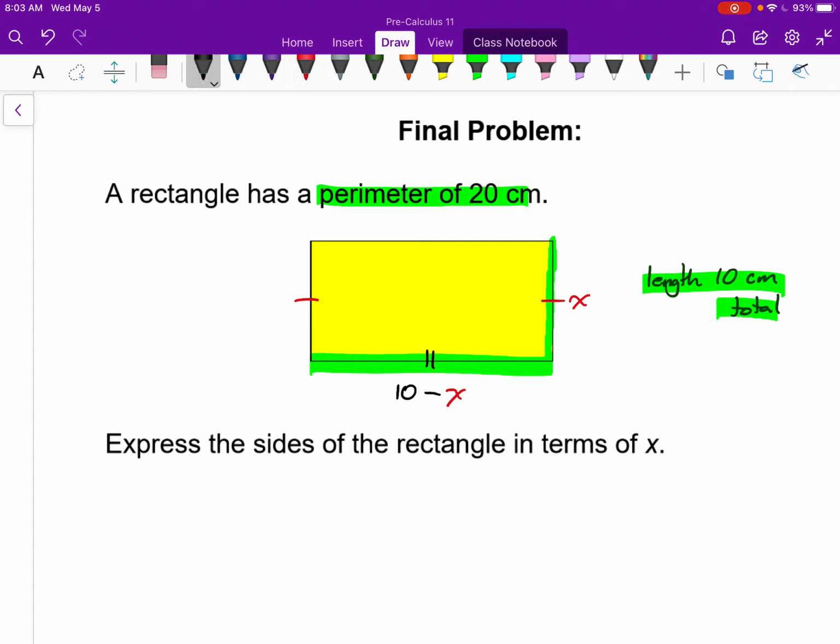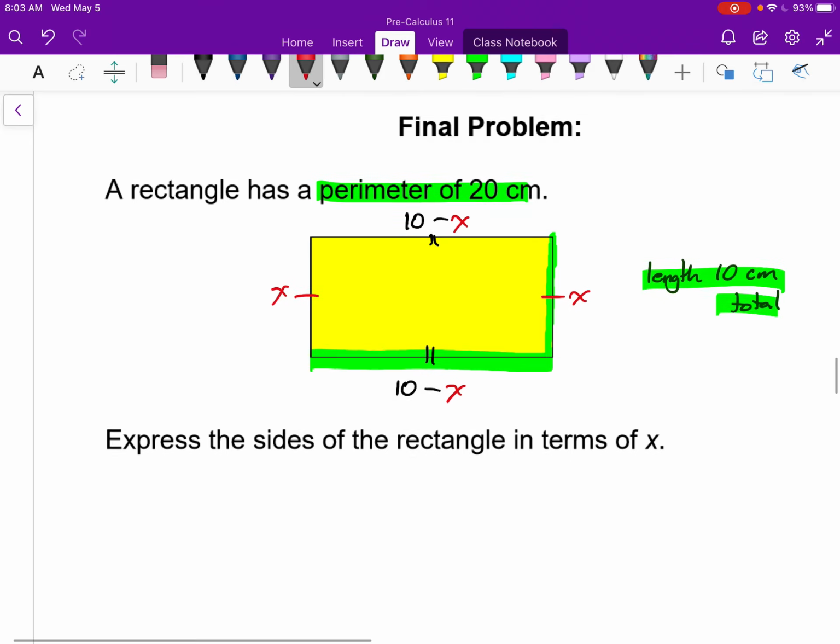And so I've now expressed every side in terms of x. The top is 10 minus x. The bottom is 10 minus x. The left and right are both x. All right, first step done.